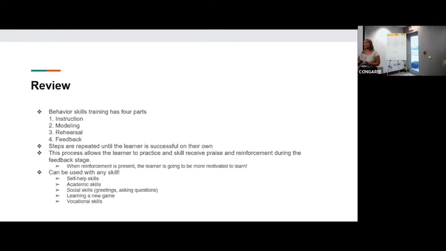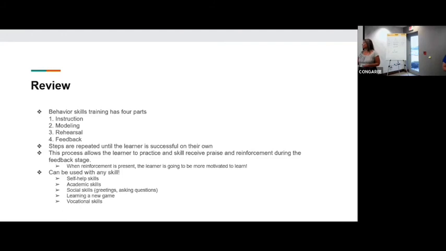So you get feedback, you get that reinforcement, you're getting reinforcement for attending, you're getting reinforcement for a lot of things. And remember, when that reinforcement is present, that learner is going to be more motivated to learn. So we don't want them to just do it because we're telling them to. We want them to do it because they're motivated.